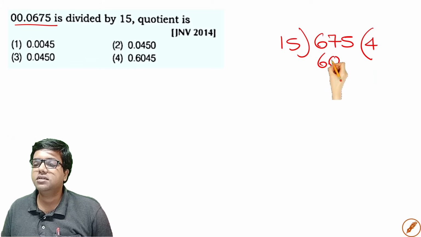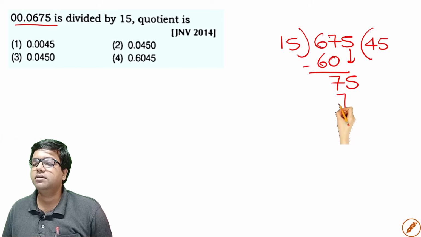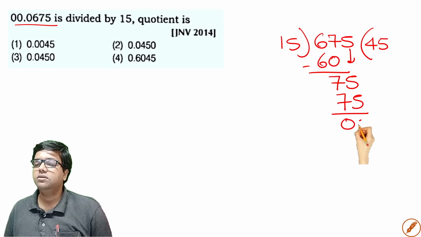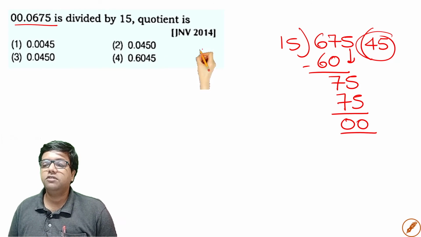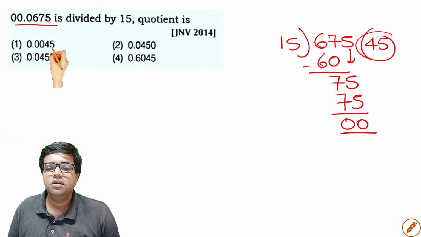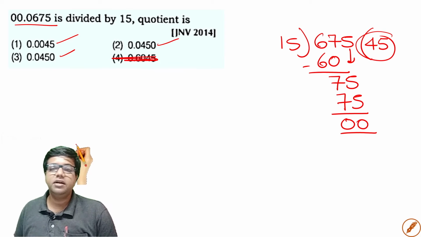15 fours are 60, right? 7 will come down, and 75 is there. 5 will come down, 75 is there. 15 5s are 75, right? Zeros are there. So somewhere the answer should be 45, and 45 only, no other numbers. 45 is there with 60, so this won't be an answer. So we eliminated one part.